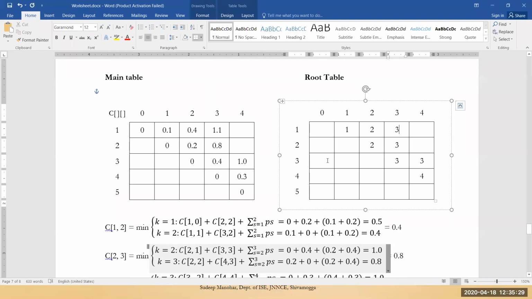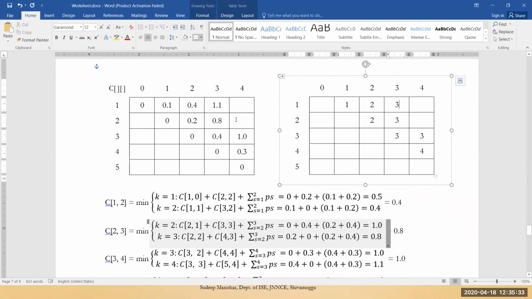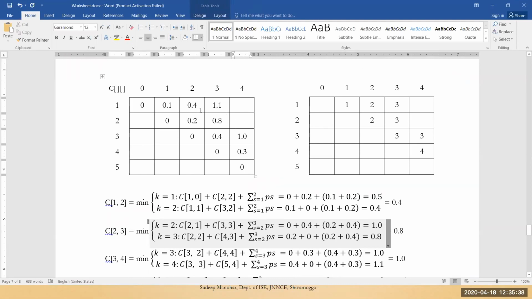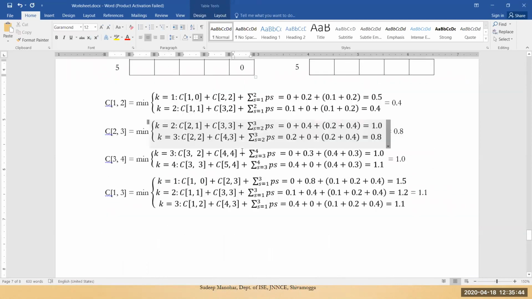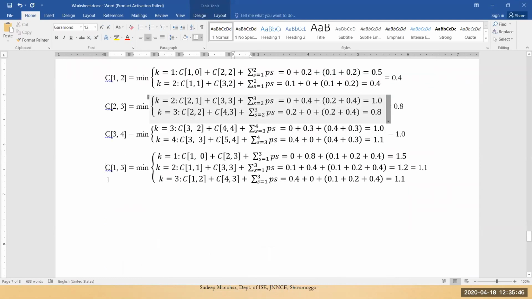Still 2 steps are remaining. Hope you are with me. Yes. Next one is this one, 2 comma 4. So you have to go diagonally. So first we have completed this diagonal, now this diagonal. It is 2 comma 4. I have to calculate 2 comma 4. I'll copy this.